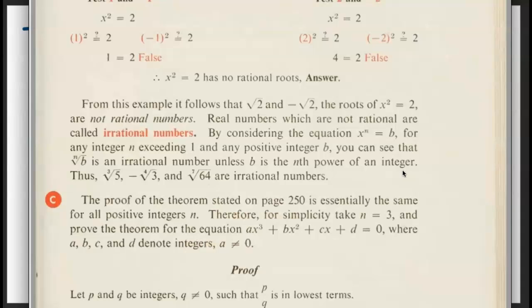Is there an integer that raised to whatever power equals 2? No. 1 squared is 1, 2 squared is 4, right? So that tells me irrational.